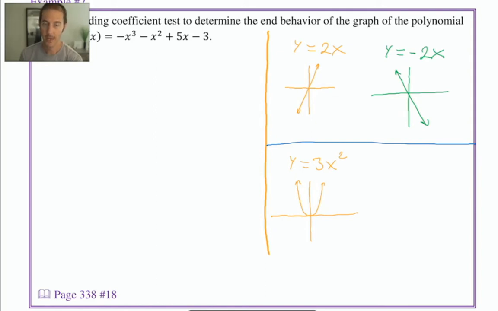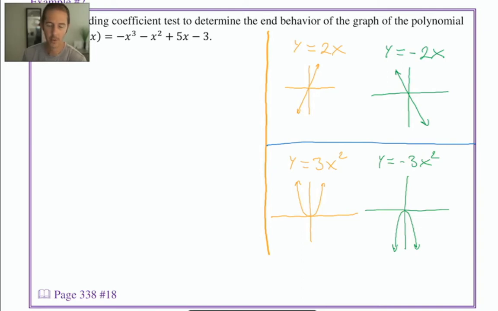And I'm going to put a negative sign in front of this now. You can imagine what's going to happen. It's going to reflect over the x-axis. Still pretty skinny, but concave down. Even degree, negative leading coefficient, falls left, falls right. These are the only 4 options for end behavior.